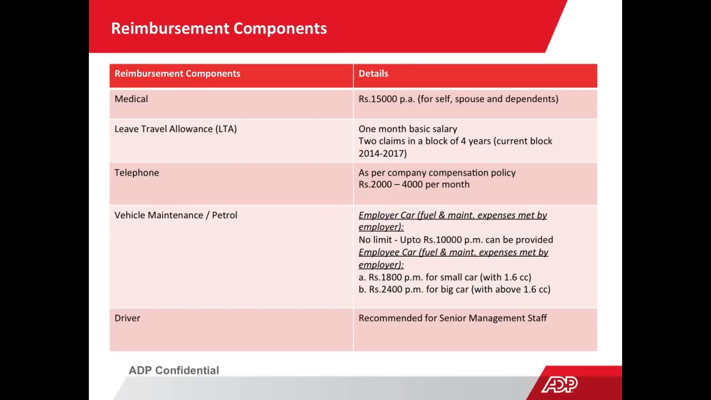Then the other component we have is the reimbursement component. The reimbursement components are basically a few things like medical, for which a maximum of 15,000 per annum is allowed as deduction under the Income Tax Act. This medical reimbursement is basically for domiciliary medical expenses. This is allowed for self, spouse, and dependents. The dependents are children, brothers, sisters. If they are also dependent, then you can claim the deduction under this section.